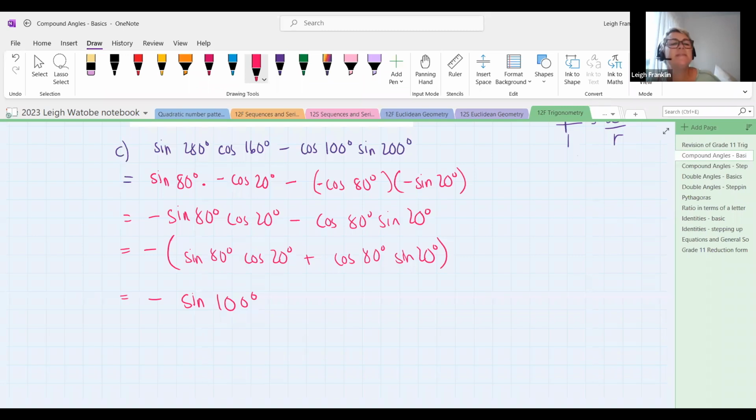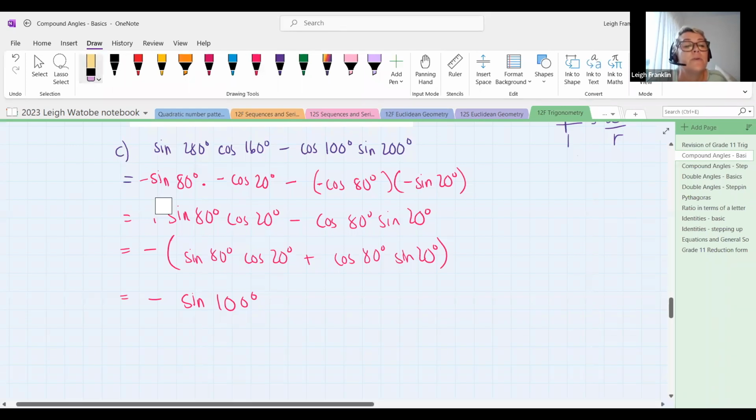Have I made a mistake here? Sorry, ma'am, for being rude. No, please go right ahead. I think there's a mistake. Sine 80, it's supposed to be minus sine 80. In which line? The first one. Yes, of course. No, you're quite right. So that's also negative. So that ends up being a positive.